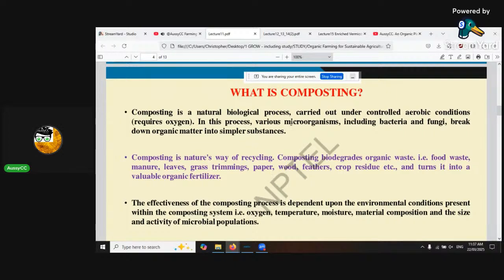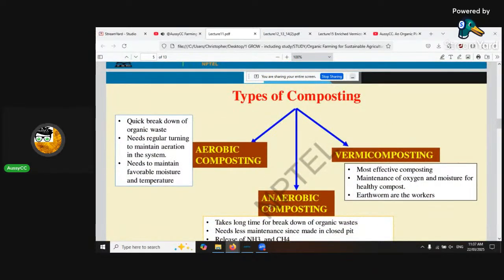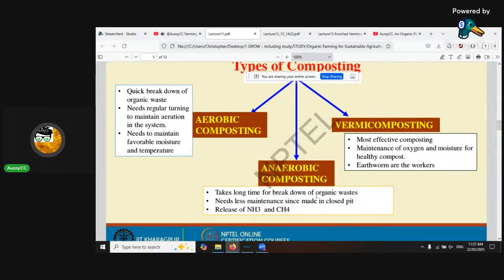So what's composting? Well, it's the breaking down of organic matter into simpler substances by bacteria and fungi. I'm not going to go into that detail. Types of composting: aerobic, anaerobic, and vermicomposting. Aerobic breaks down quickly because it uses oxygen and temperature. Anaerobic takes a lot more time to break down and needs less maintenance since it's in a closed environment not allowing oxygen, and it releases some gases: ammonia and CH4, which is methane, I think. Ethylene, methane.